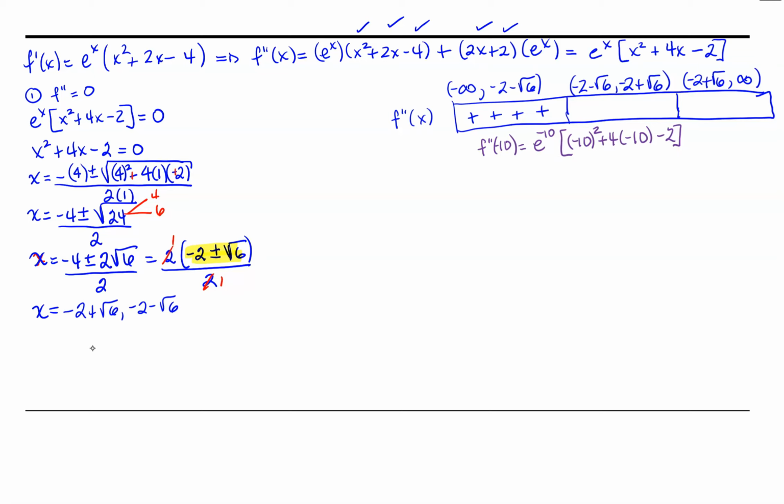Now we need to choose a value safely within the second interval, something simple like 0.